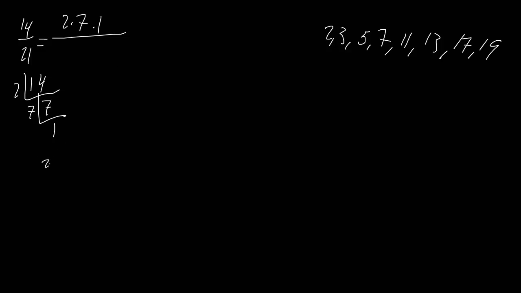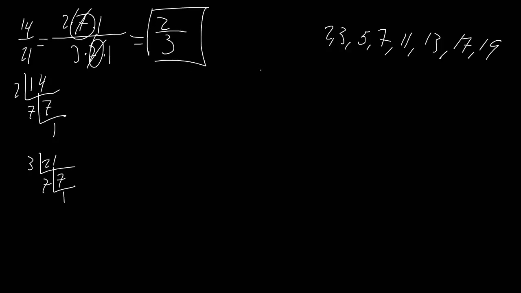And let's do 21. Okay, so 21. Well, we know 21 is not an even number. 3 will go into 21 7 times. 7 is a prime, so we can just do that. And it's going to be 3 times 7 times 1. So it looks like 7 is the only common factor here, and the answer is 2 over 3. And that's it for the video.